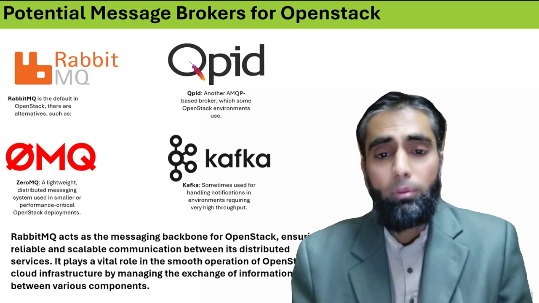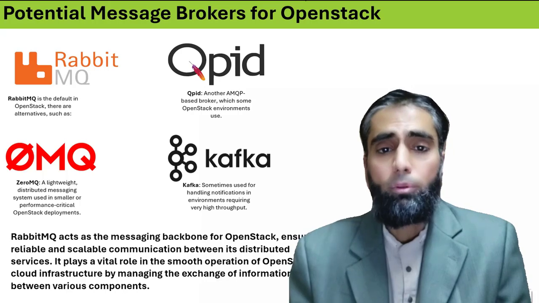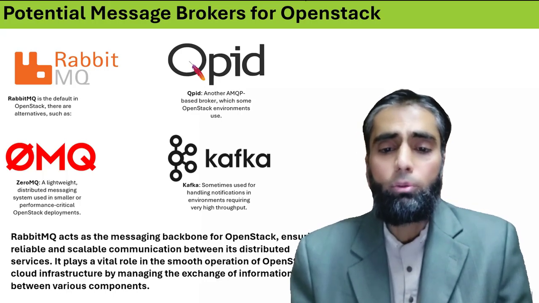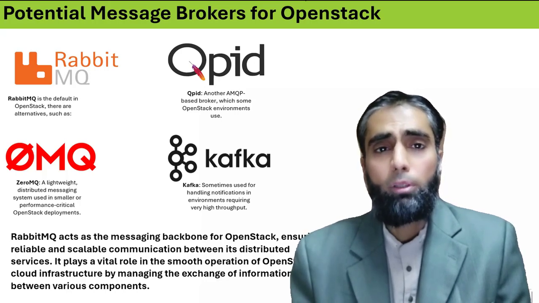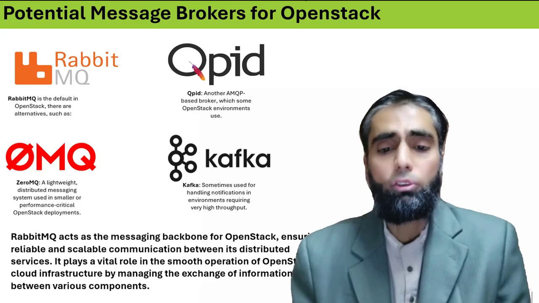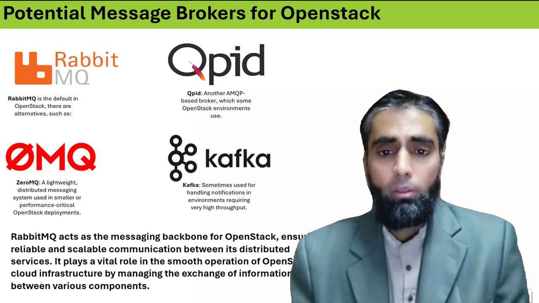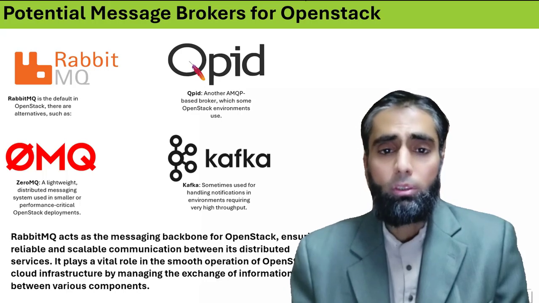There are different candidate implementations for the messaging broker for OpenStack, which include RabbitMQ, QPID, ZeroMQ, and Kafka. Out of them, RabbitMQ is generally the default message broker for OpenStack deployments, but QPID, ZeroMQ and Kafka are also used in different environments. Generally, ZeroMQ is used for small-scale OpenStack deployments, and Kafka is used for larger deployments where the message throughput is quite high.